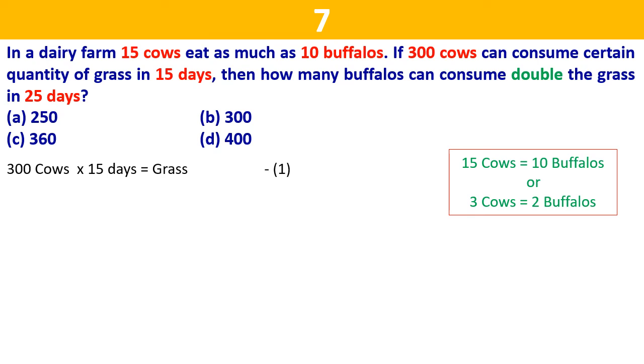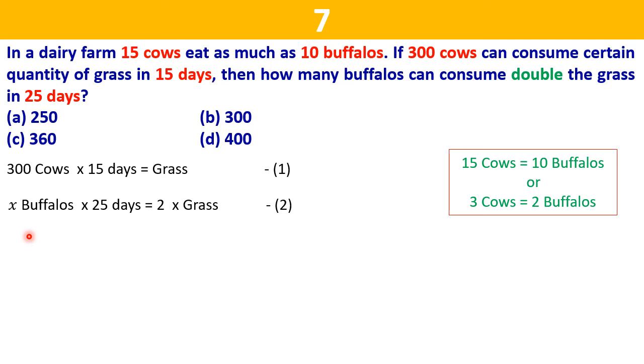Now the question is, how many buffaloes can consume double the grass in 25 days? Let us say there are X number of buffaloes. So the second equation will be X buffaloes multiplied by 25 days equal to 2 times the initial grass quantity. As it is said, double the grass here. So I will write 2 into the provision of grass which was originally there.